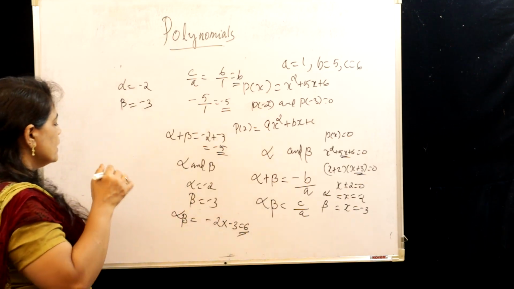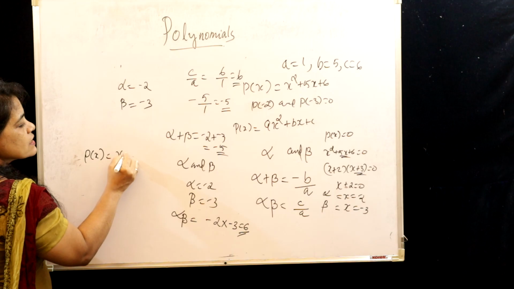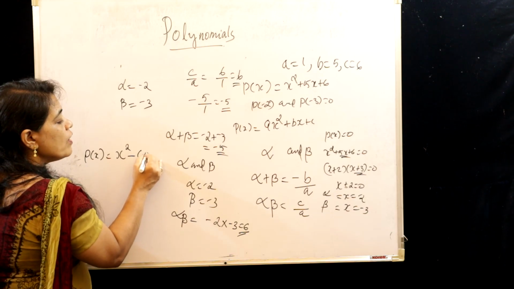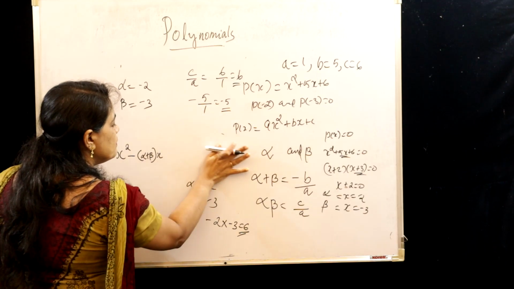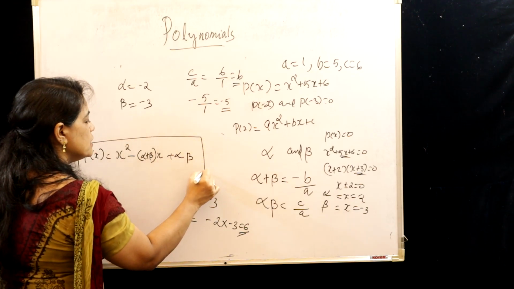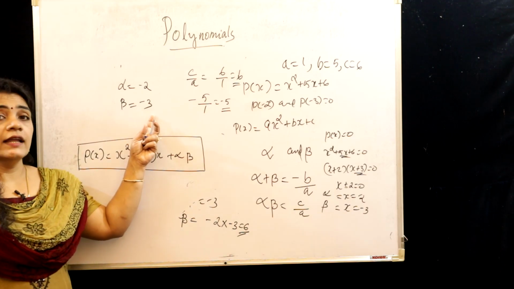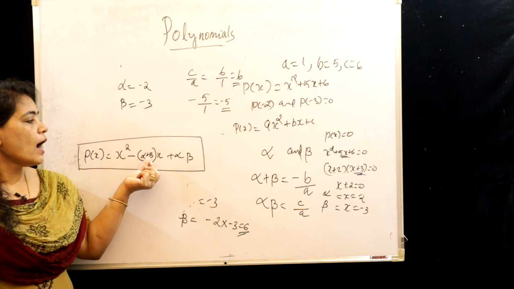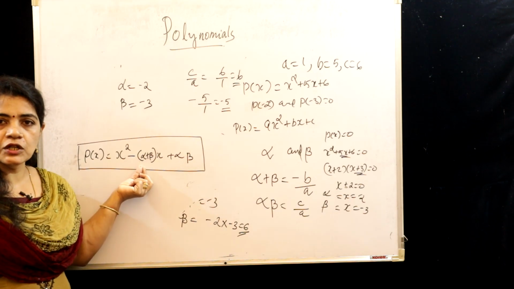This is that form: p of x is equal to any quadratic polynomial, x square, if it is x, or y square, if it is y, minus alpha plus beta into x, plus alpha beta. This is the very important equation to form a quadratic polynomial, provided you are given alpha and beta, the two zeros. That is x square minus of alpha plus beta into x plus alpha beta. We use this equation to get that polynomial.